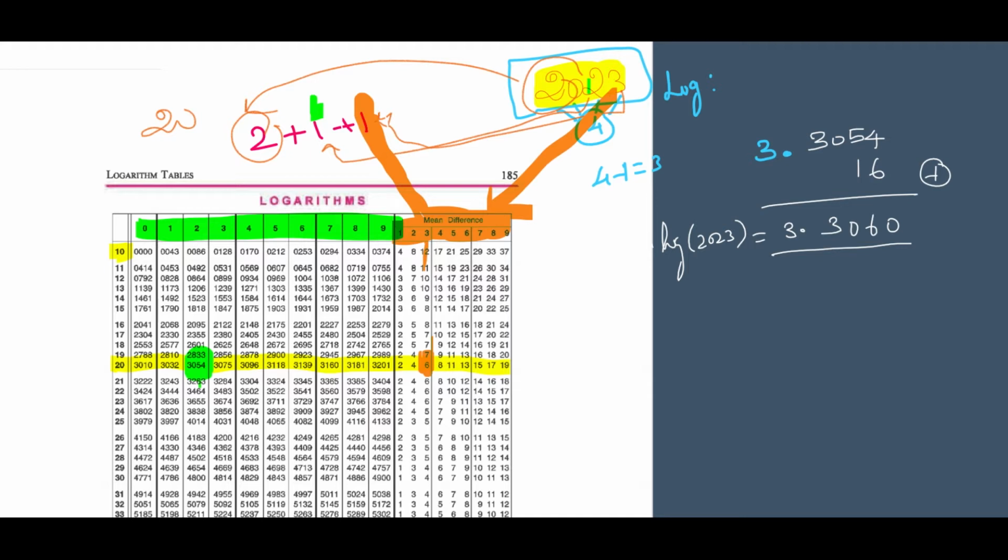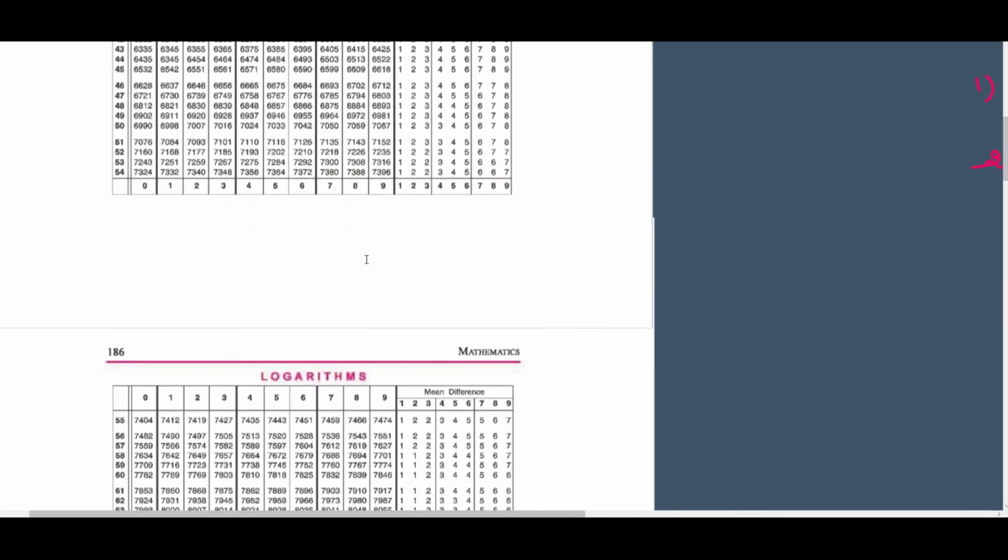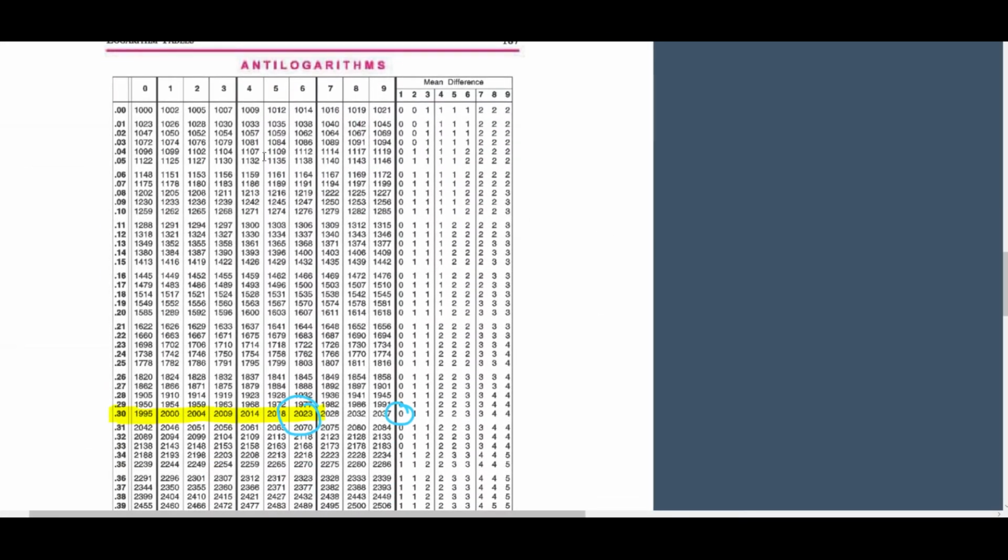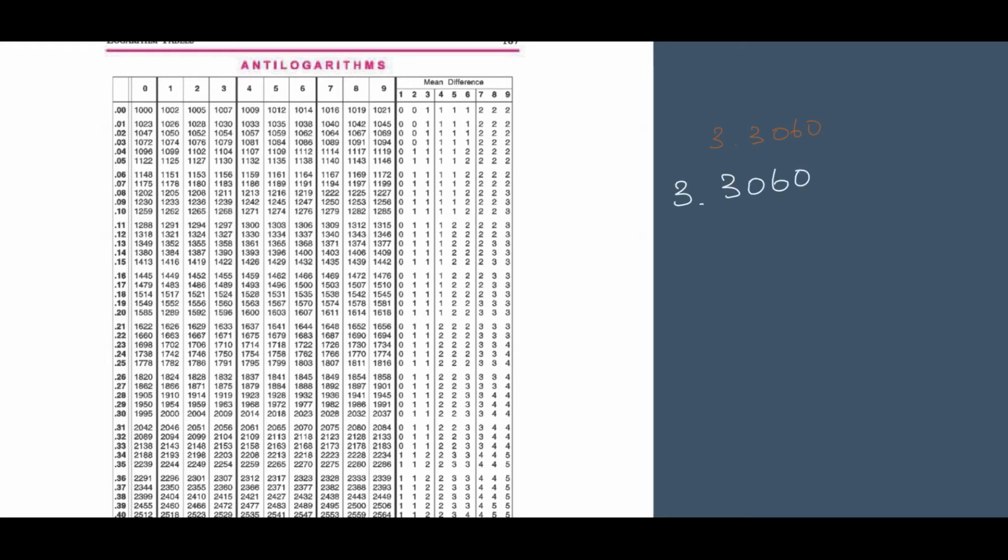So now we are going for another concept, which is antilogarithm. Okay, so antilogarithm of 3.3060. If we find the antilog for this value, definitely we should get 2023. So we will check. Okay, so now I am moving to the antilogarithm. So what is the value we got? 3.3060 we got, correct? So 3.3060 we have. So now I am moving with the antilog, correct?